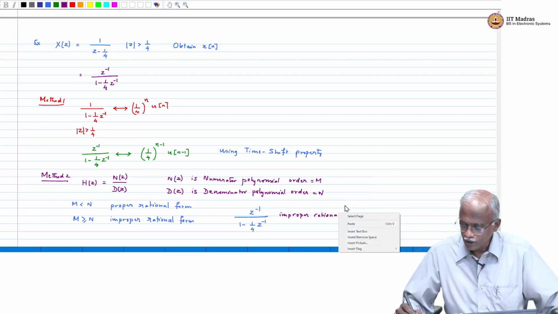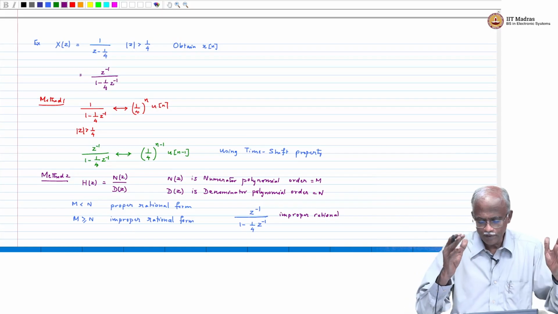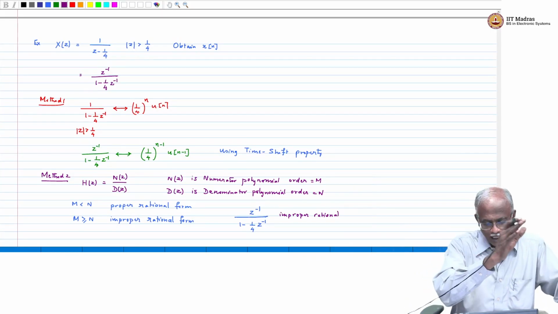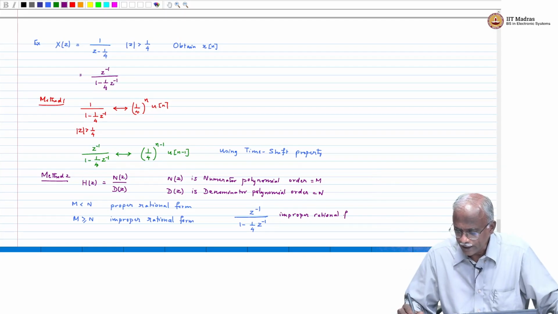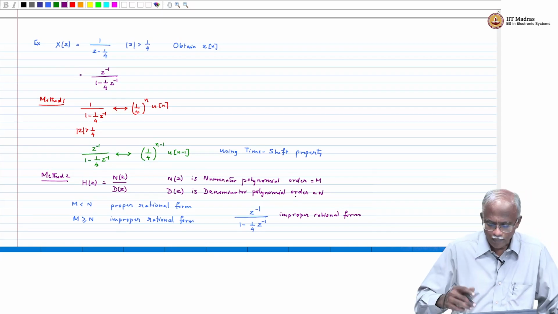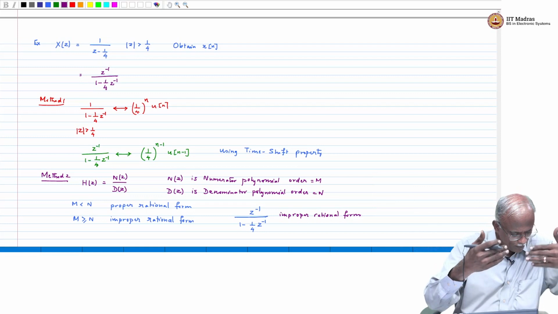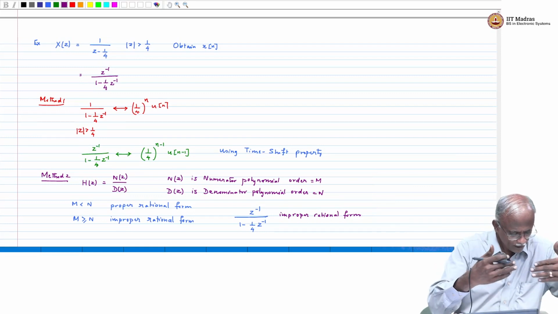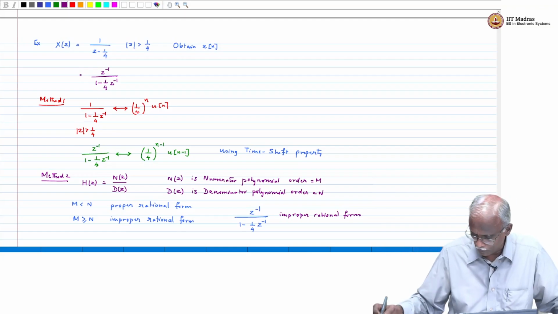Okay. Now it is also known that in algebra, whenever you have an improper rational form, you can convert it into a proper rational form. So how do we do that? Typically it is by dividing. The numerator polynomial is larger than the denominator polynomial, so therefore you can convert it in terms of the form.